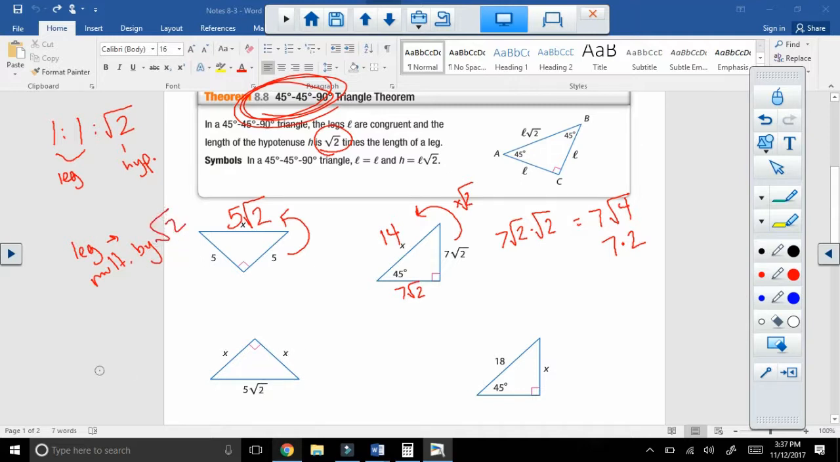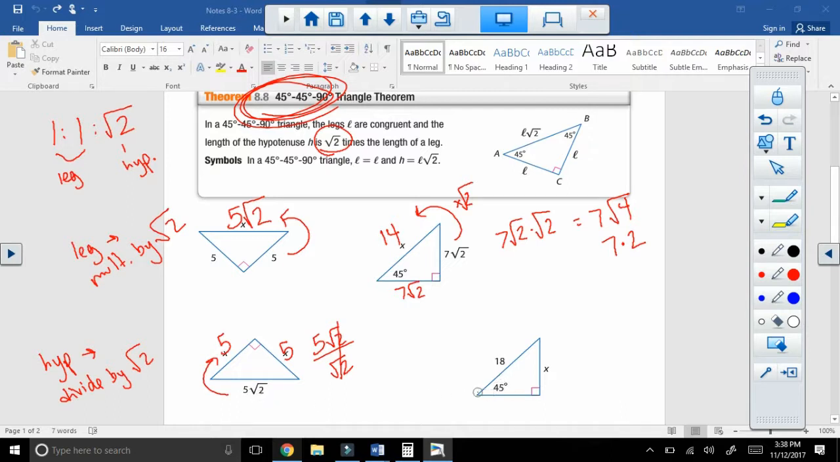Or if you're going backwards, you're going to have to divide. So when you have the hypotenuse, you're going to have to divide by the square root of 2. So this one here, when you have 5 radical 2, I'm dividing because I'm going back to the leg by the square root of 2. Those are just going to cancel out, and that's going to make each of these 5. It's actually the same problem as that, just kind of a different starting point.